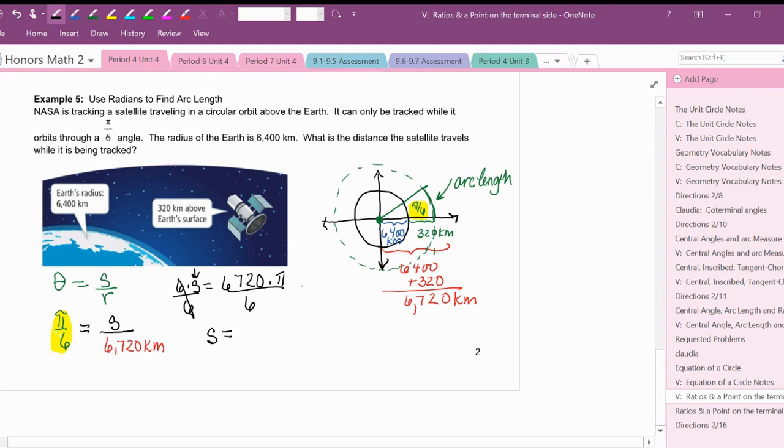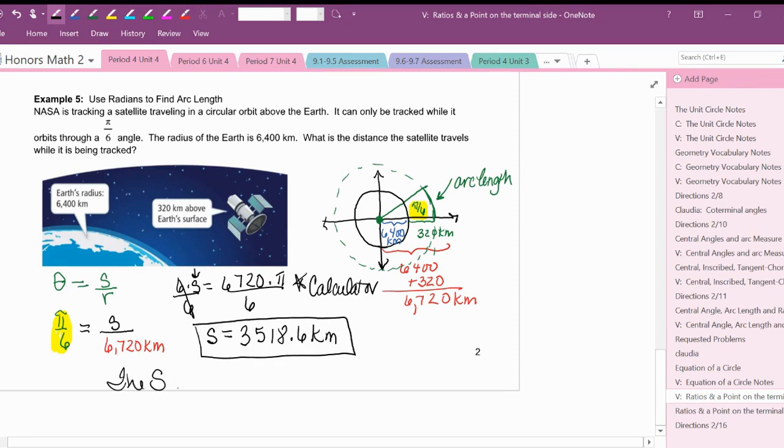And now that we have our expression, we get our calculator. And we take 6,720 times pi and divide by 6. And we get 3,518.6 kilometers. The satellite travels 3,518.6 kilometers.